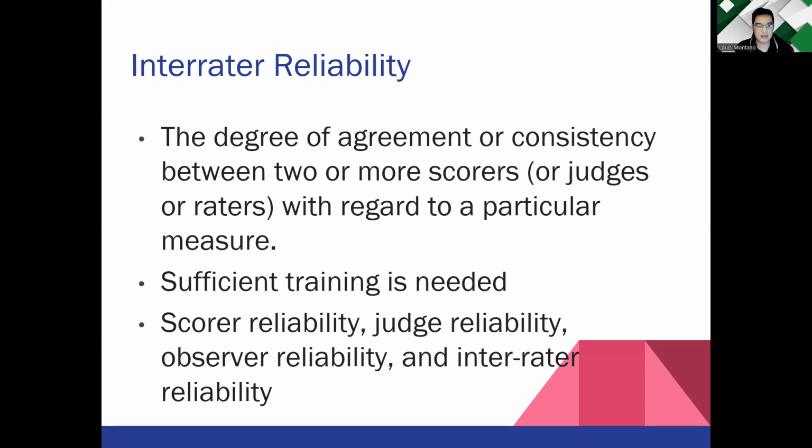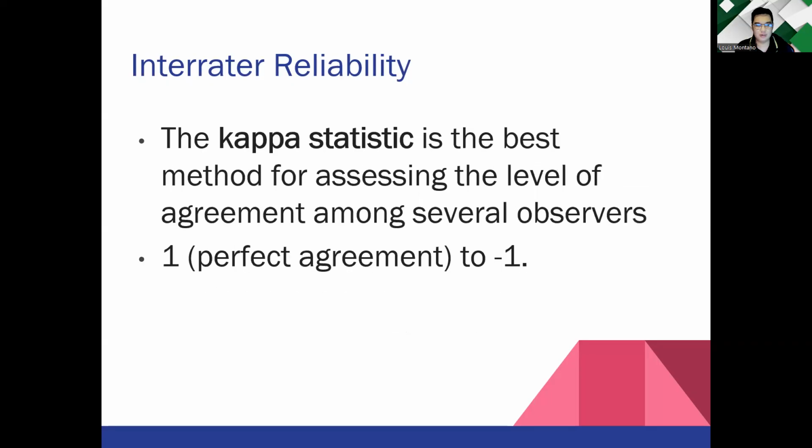Okay? At minsan tinatawag din ito na inter-scorer reliability, inter-judge, inter-observer reliability. Okay? And the statistic used in computing for the Interrater reliability is of course the kappa statistic. Tinitingnan niya agreement between the raters. With 1 being perfect agreement, -1 is the lowest, meaning totally walang agreement.